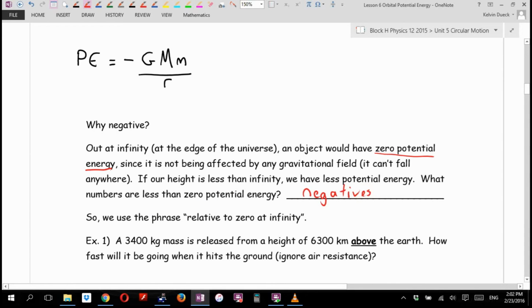Negatives. So we use the phrase relative to 0 at infinity, or you may even see it abbreviated as RTZI in the homework. That's my way of telling you, please use the cosmic potential energy. Don't use mgh. Won't work. Okay?